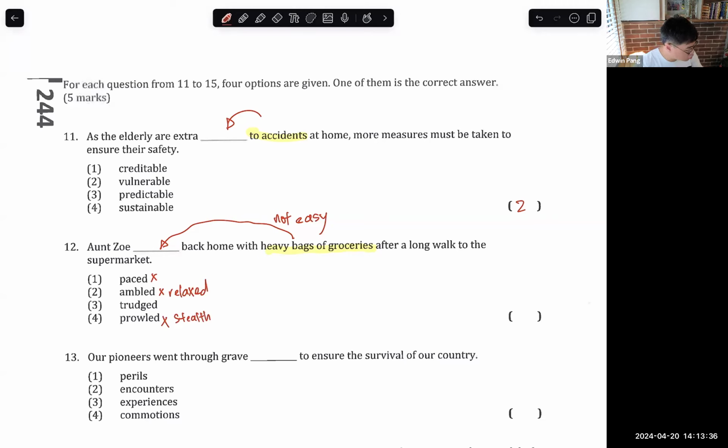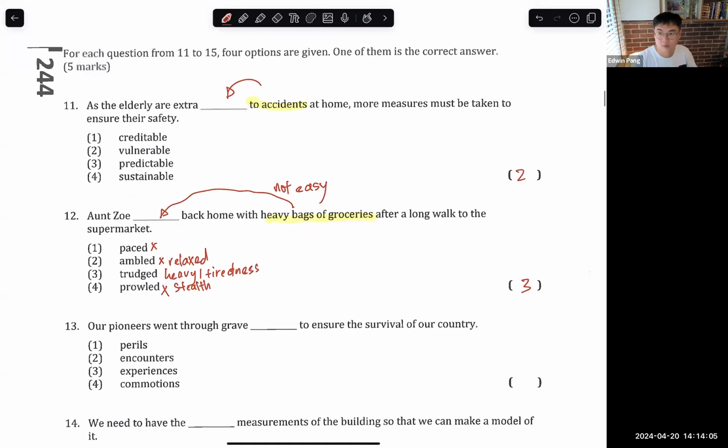So the only possible answer is trudge. Trudge has the idea of your steps being very heavy, okay? Or the idea of your tiredness, in the way that you are conducting yourself, okay? So the answer is number 3. Okay, prowl, I already mentioned, has the idea of very stealthy movement. So you prowl around, right? It means you don't want people to detect your presence, okay? When you prowl, you don't want people to detect your presence, okay?